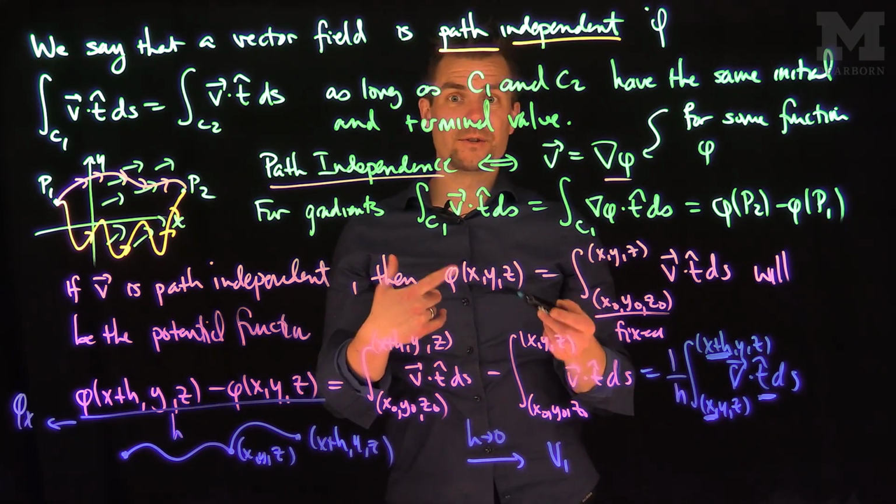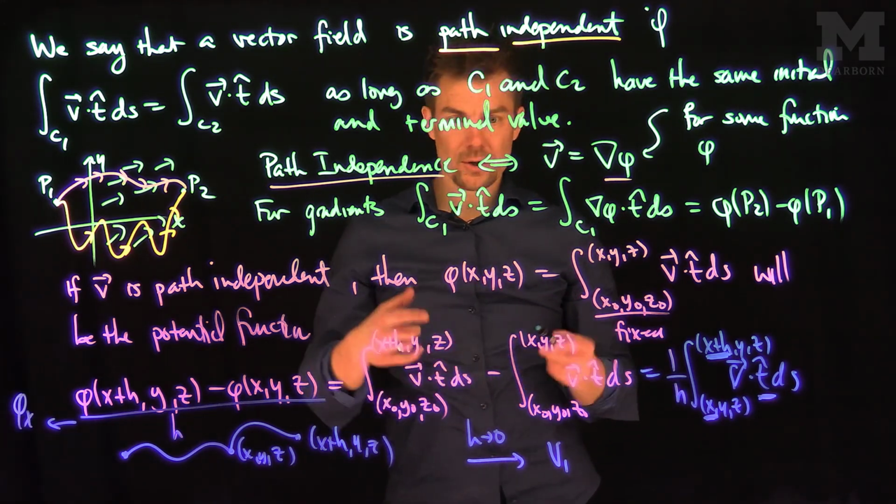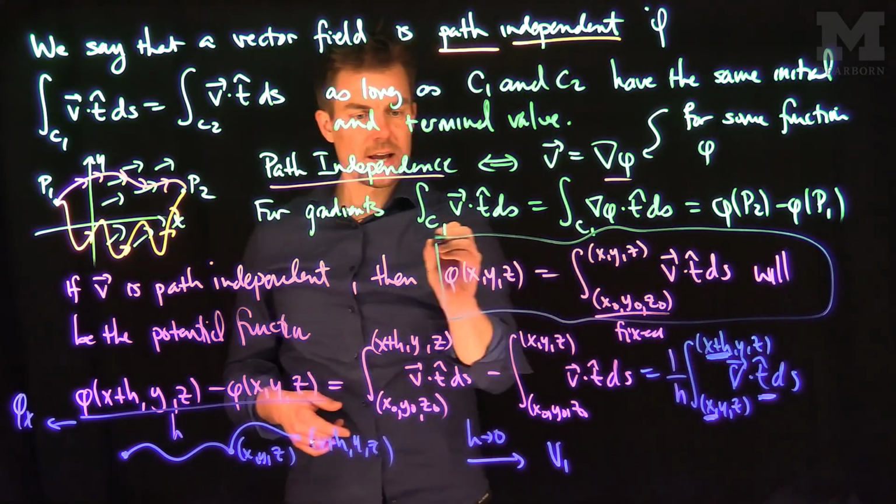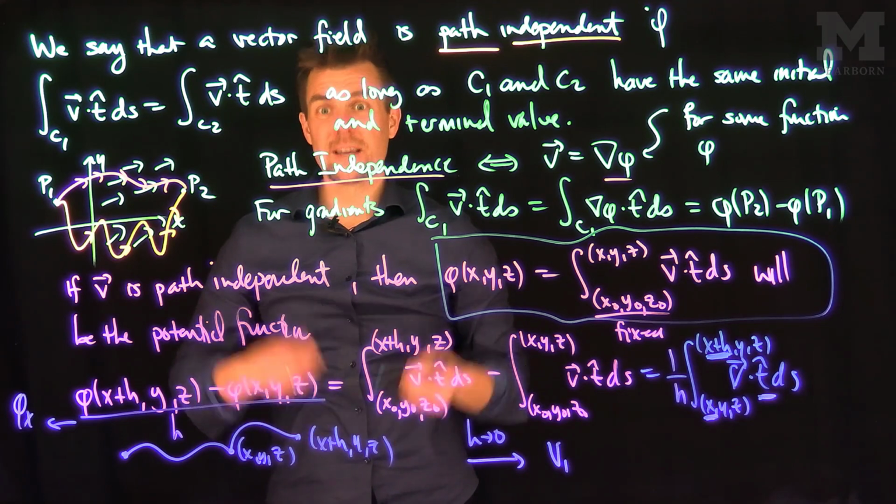Similarly, phi y is equal to v2, and phi z is equal to v3. So this function over here, which is well defined by path independence, is going to be the scalar potential of the vector field v if v is path independent.